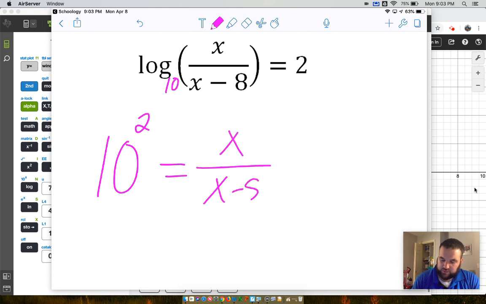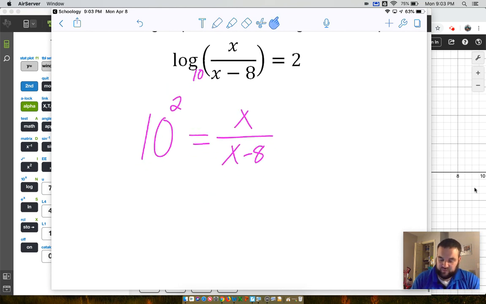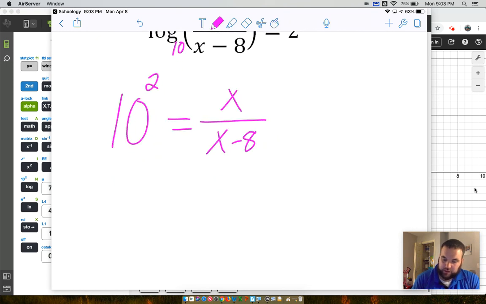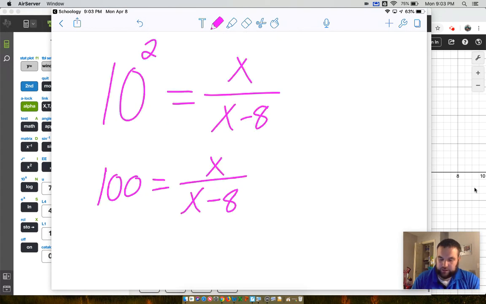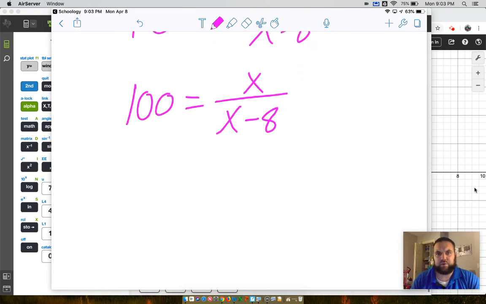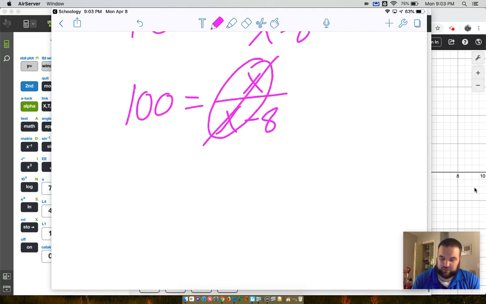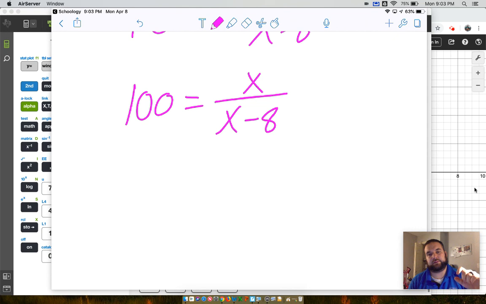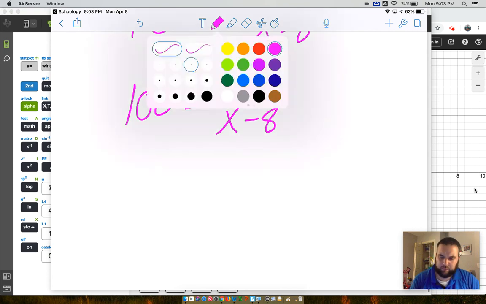So x over x minus 8. Okay. 10 squared, that's 100, equals x over x minus 8. This is kind of a tricky one because I've got x on both top and bottom. Please don't try to cancel these out and just call it 100 equals 8. I also can't simplify. I can't break up this fraction at all because the denominator is kind of goofy. And we'll talk about that more in chapter 8.